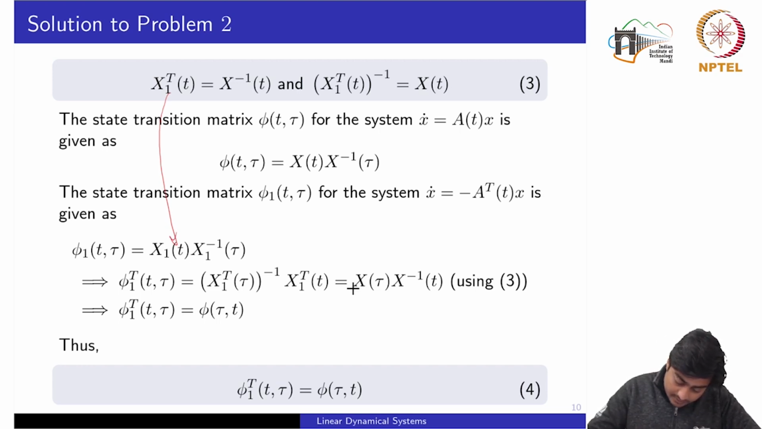Further simplifying it in terms of only x, we obtain that the transpose of the state transition matrix of the second system is actually equal to the state transition matrix of the first system with the time reversal. Okay, phi 1 transpose t comma tau is equal to phi tau comma t. So this is again a key equation which we are going to use later to obtain the result.